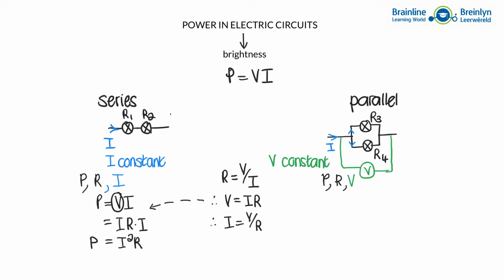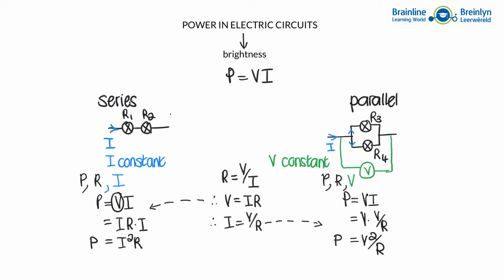This time we want to eliminate the current, because all we want to have is power, resistance, and potential difference. So to eliminate the current, we start off with the original equation, which was P equals VI. We want to eliminate the current, so we're going to use this formula to replace I with V over R. Therefore, in the place of I, I'm going to say V over R. And when the V and the V are multiplied, it becomes V squared over R equals power.